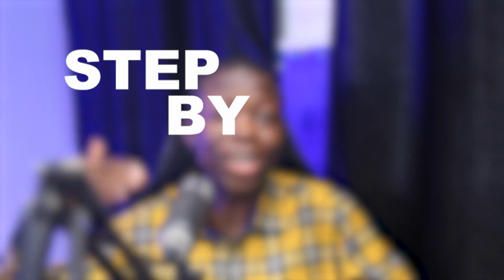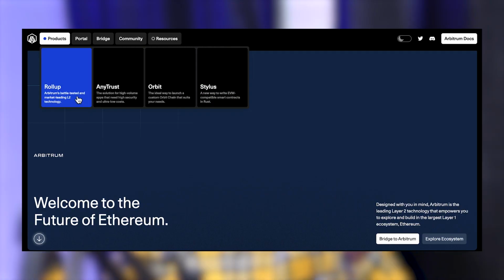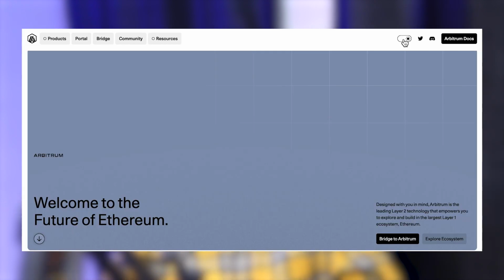This is a step-by-step guide to participate in the Arbitrum governance. But first, what is Arbitrum? Arbitrum is a layer 2 scaling solution for Ethereum, and it has its own governance system that allows users to participate in the decision-making processes. If you are interested in having a say in the future of Arbitrum, here is a step-by-step tutorial on how you can participate in Arbitrum governance.